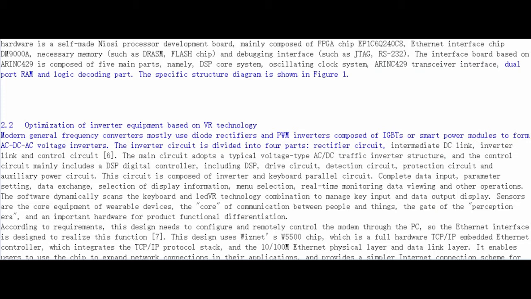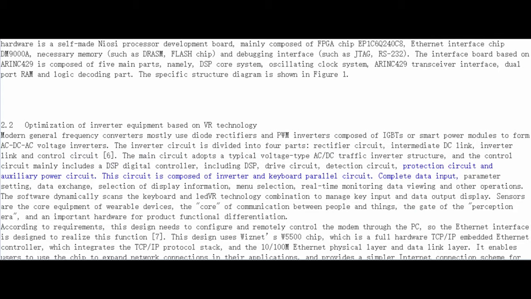2.2. Optimization of inverter equipment based on VR technology. Modern general frequency converters mostly use diode rectifiers and PWM inverters composed of IGBTs or smart power modules to form AC-DC-AC voltage inverters. The inverter circuit is divided into four parts: rectifier circuit, intermediate DC link, inverter link and control circuit 6. The main circuit adopts a typical voltage type AC/DC/AC inverter structure. And the control circuit mainly includes a DSP digital controller, including DSP, drive circuit, detection circuit, protection circuit and auxiliary power circuit. This circuit is composed of the inverter and keyboard parallel circuit.